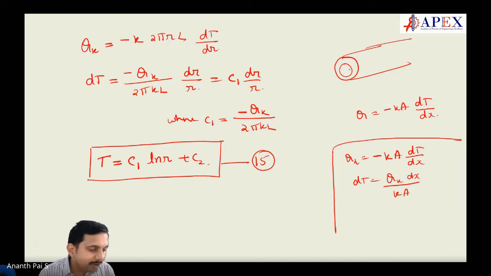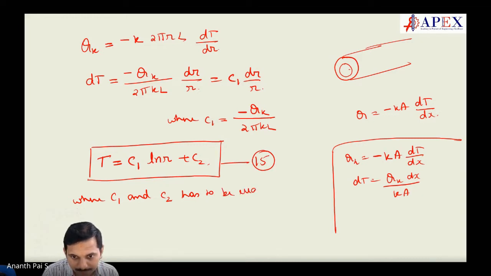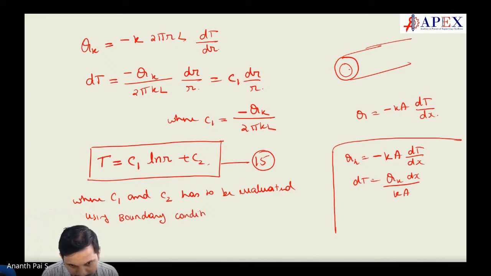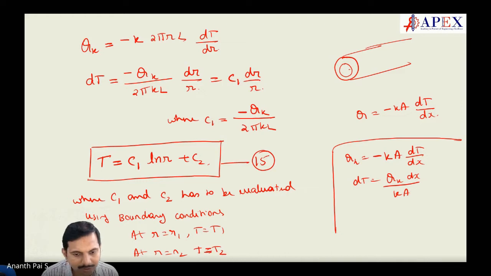Now, if I put the C1 and C2, we can say where C1 and C2 have to be evaluated using boundary conditions. Boundary conditions: at R is equal to R1, T is equal to T1; at R is equal to R2, T is equal to T2. What is this type of condition called? Boundary condition or initial condition? These are boundary conditions.